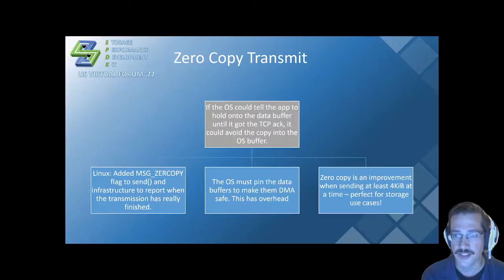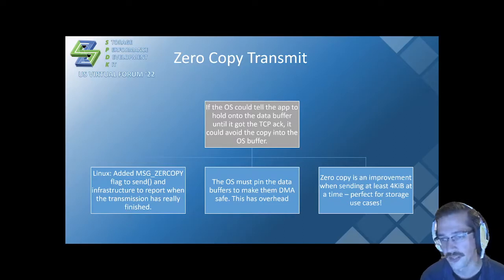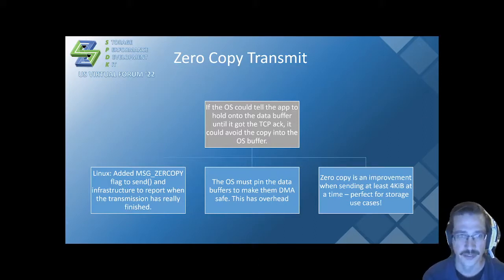The operating system in this path still must pin the data buffers to make them DMA safe, which has overhead. So this is not entirely free. It has to mark all the user space data buffers as pinned so they don't get paged out or moved around, because it's told the NIC about the physical location of these to do DMA, and so they can't move. That pinning is an atomic instruction typically, and it has overhead.